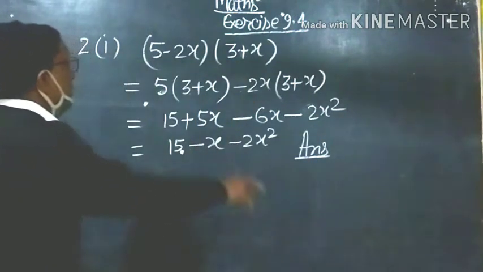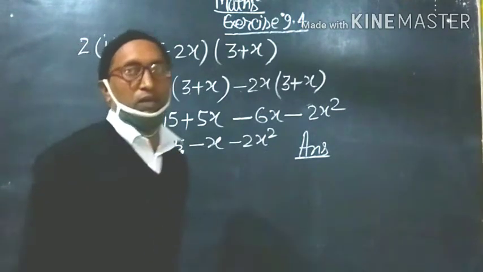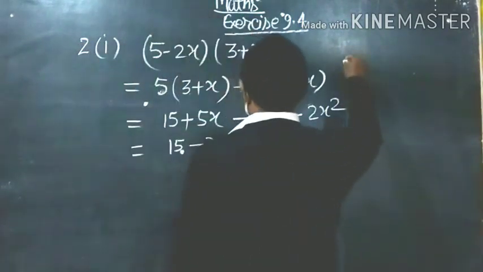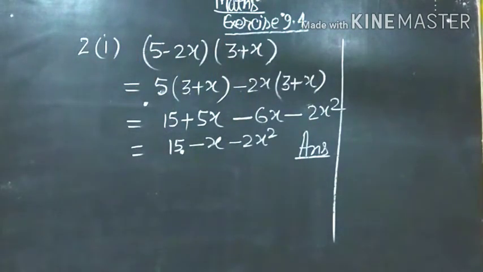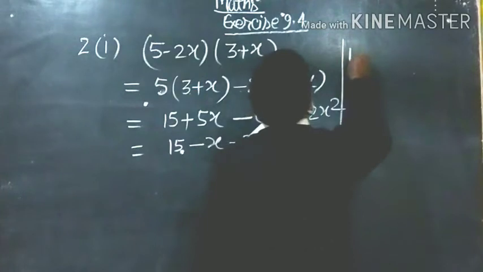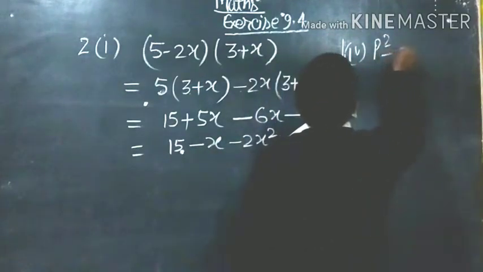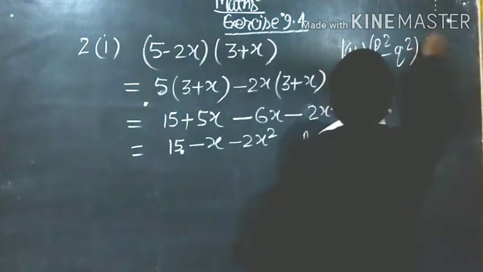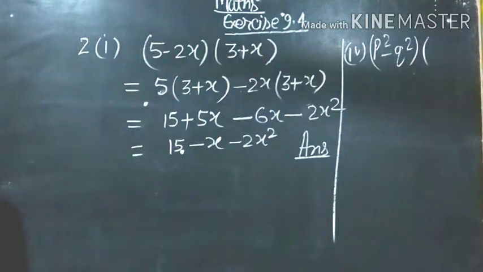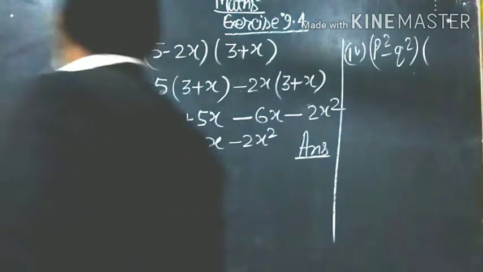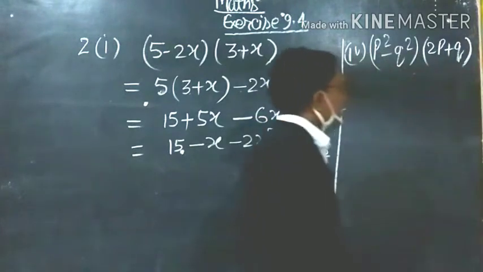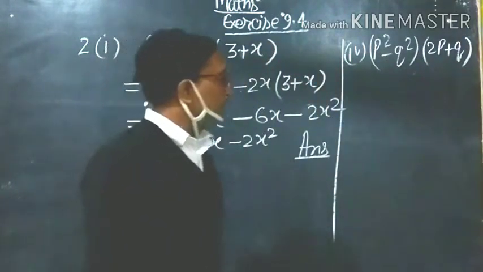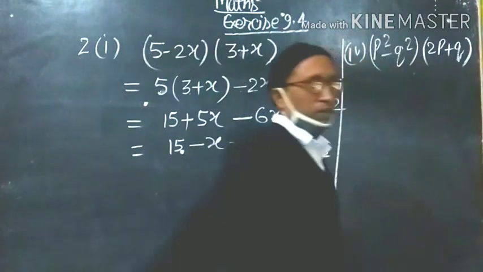These are not added together because they are unlike terms. In this sequence, we are going to solve question number 2. Last question is the fourth part: p square minus q square into 2p plus q. This is your question. You find the product of these two binomials.